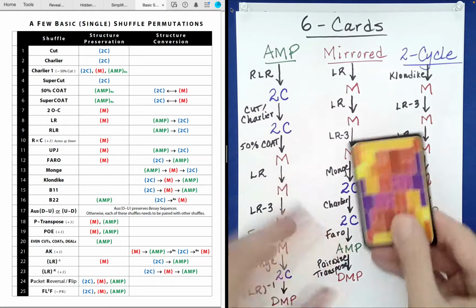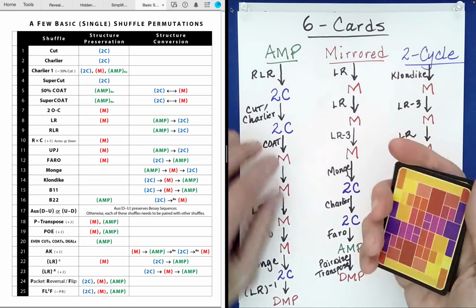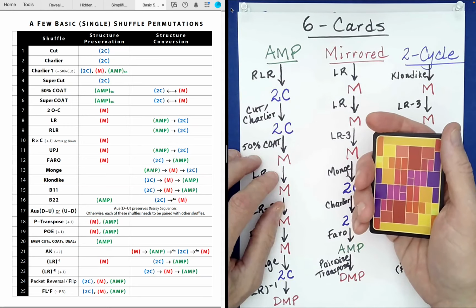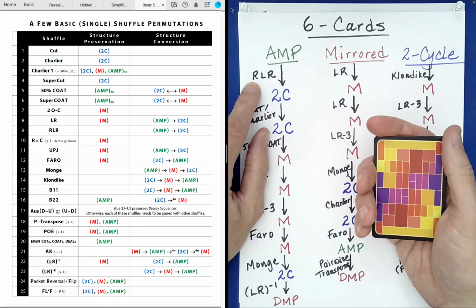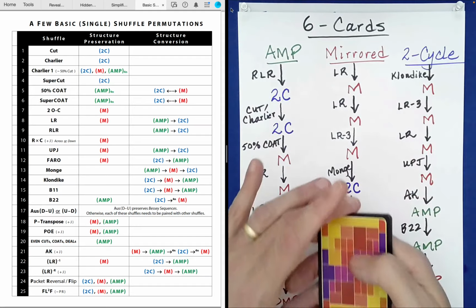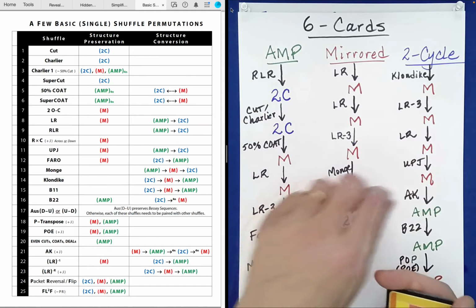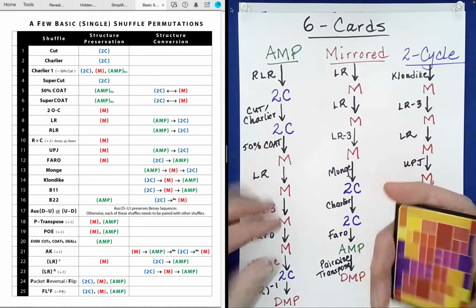Okay, so the first shuffle that I recommend, and it's one that we haven't shown you yet, it's called RLR. And that first R here stands for random. Well, it's random up to a point, okay? So when you do an LR shuffle, you do left, right, left, right, left, right. That's an LR shuffle with random stacking.